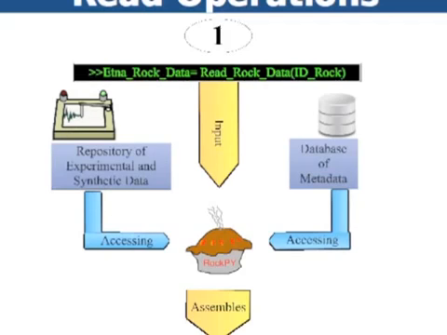Alright. This frame shows a read operation. This is the first of the 4 types of operation. The command that the user enters is read rock data, and then with the parameter as ID rock. ID rock is just the experiment ID in the EFFORT database. So when they run this function, RockPi returns a rock data structure, and you should be able to see it at the bottom, but it's not showing up for some reason.